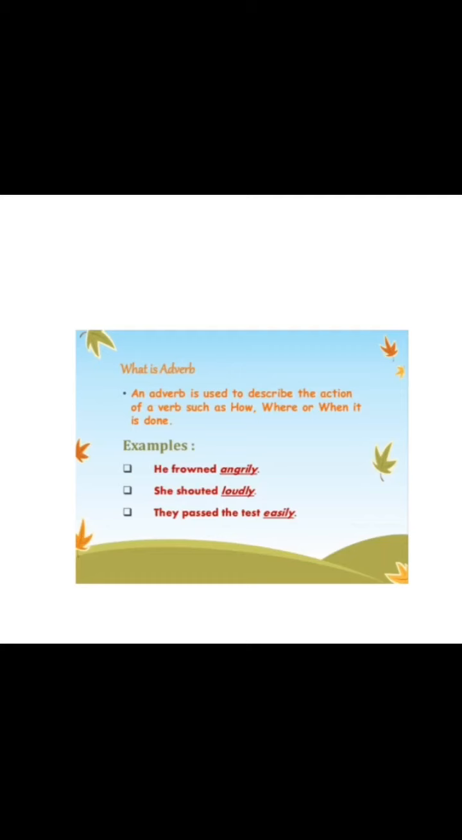So angrily shows how he frowned. And then, she shouted loudly. So the word loudly tells how she shouted. So the words angrily and loudly are adverbs. And then, they passed the test easily. So the word easily is describing the action of passing, how they passed the test. So easily is also an adverb. So I hope that you have understood how an adverb modifies a verb.